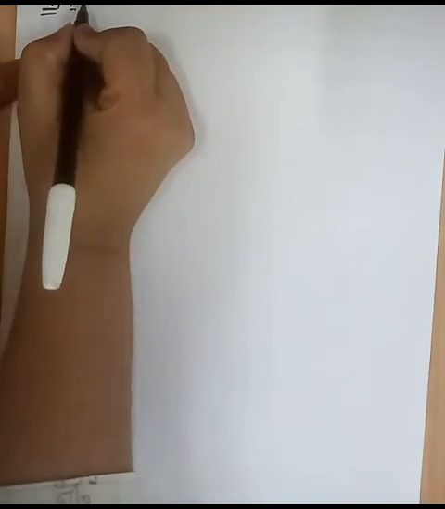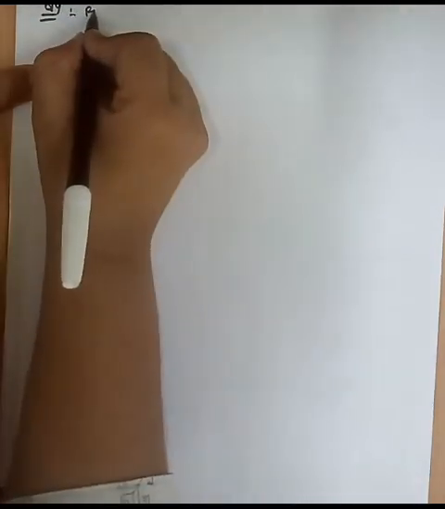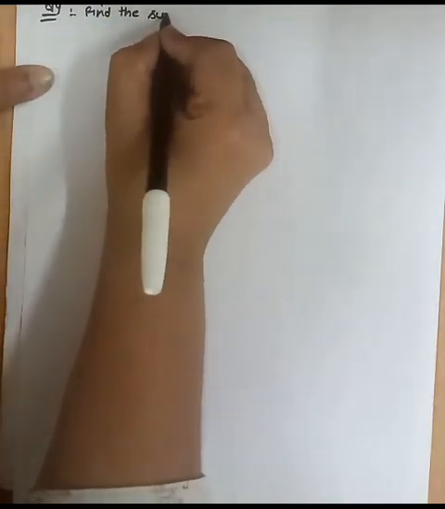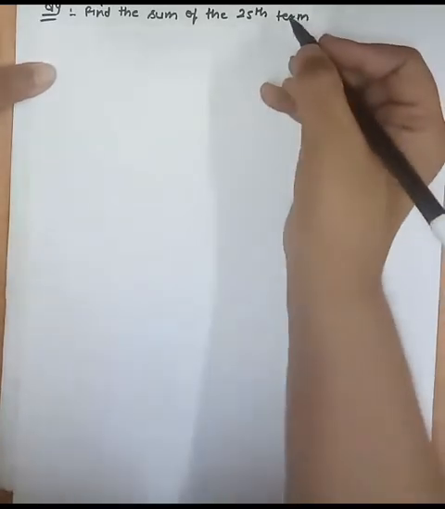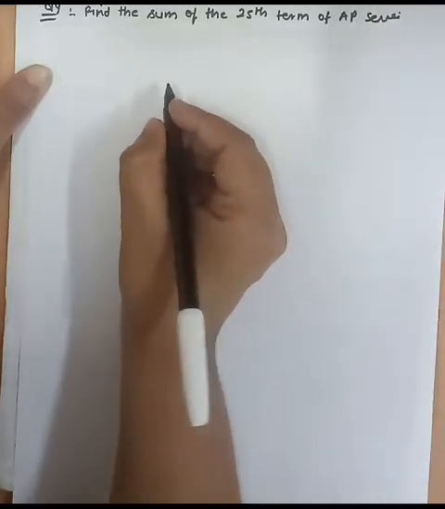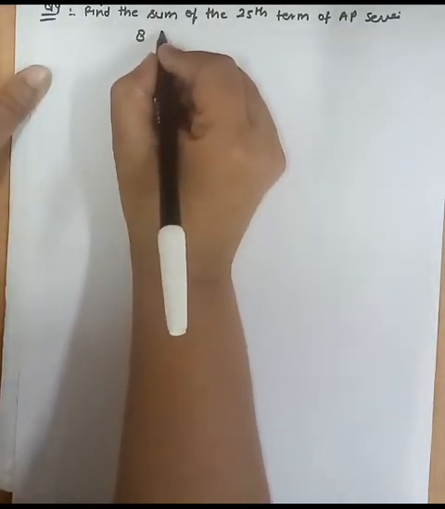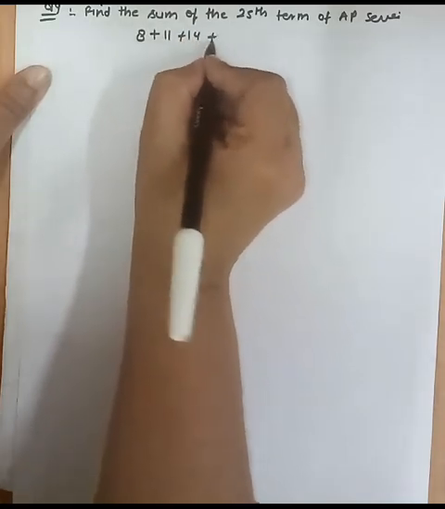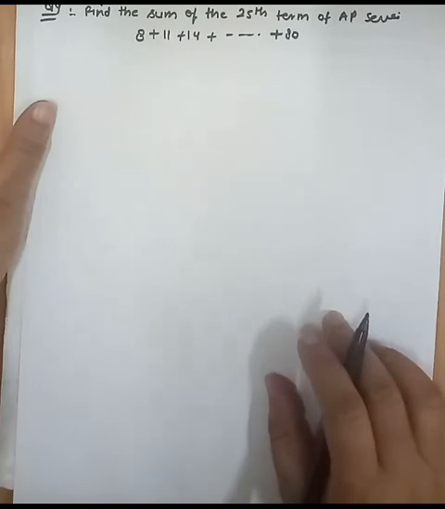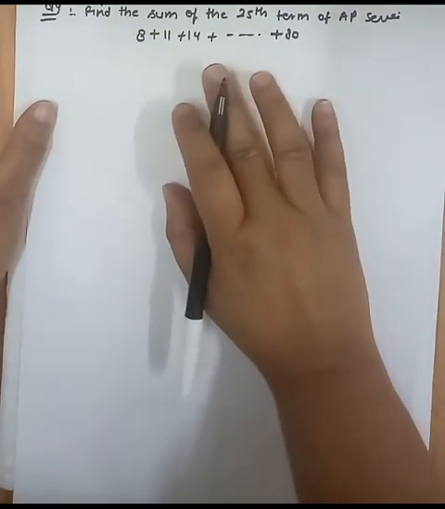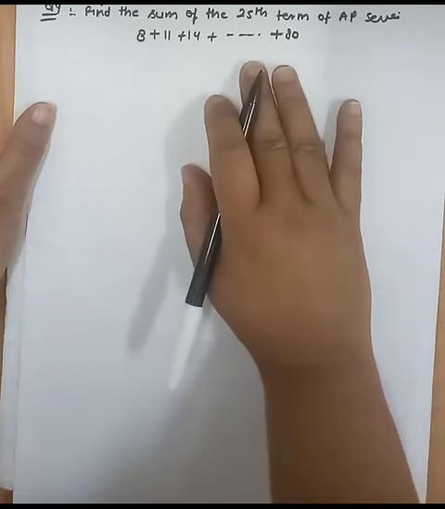Find the sum of the 25th term of the AP series, and the series is given: 8 plus 11 plus 14 plus up to 80. So in this case you have to find the sum up to the 25th term of the AP series given.